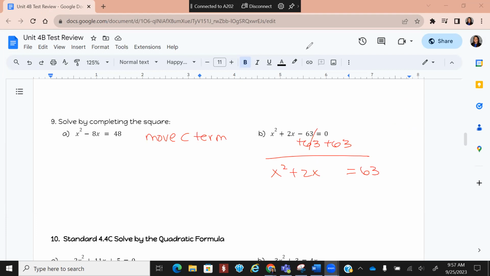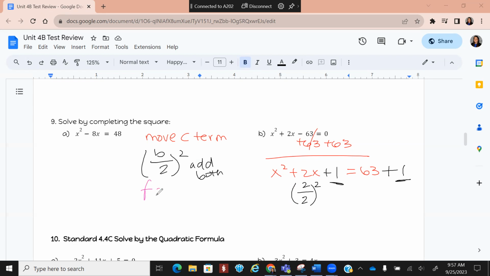Now what you're going to do is take your b term, divide it by 2, square it, and add to both sides. So what's your b term? 2. 2 divided by 2 is 1, and 1 squared is 1. So we're going to add it to both sides. Does everybody see where that came from?